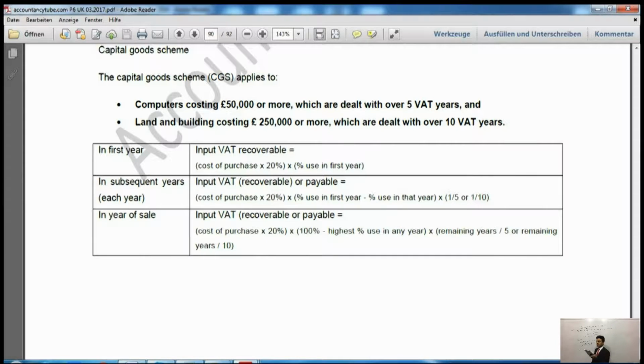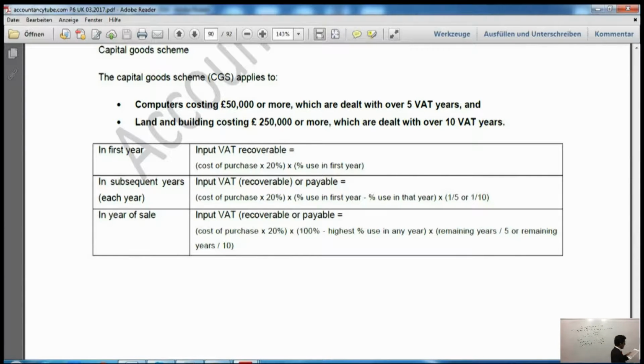Now how would this apply? In subsequent years, we'll take input VAT recoverable or payable. How can we do that? Cost of purchase multiplied by 20%, just the way we did before, multiplied by the percentage of use in that year less the percentage of use in the first year. Say, for example, in the first year it was 60%, in the second year it was 80%. So we have increased the usage by 20%. Multiplied by 1/5 for the computers and 1/10 for the land and building.